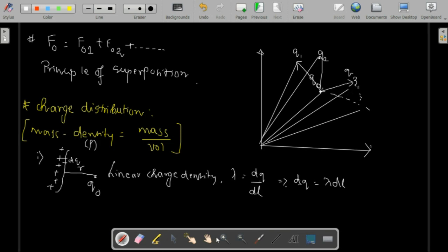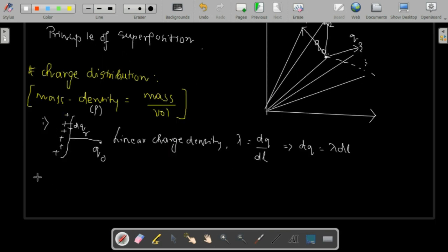In a similar way, we can also find out the area charge density, which we also call the superficial or surface charge density. In a similar way, we can write it down. This is important. There may be numericals for this also. Surface charge density.